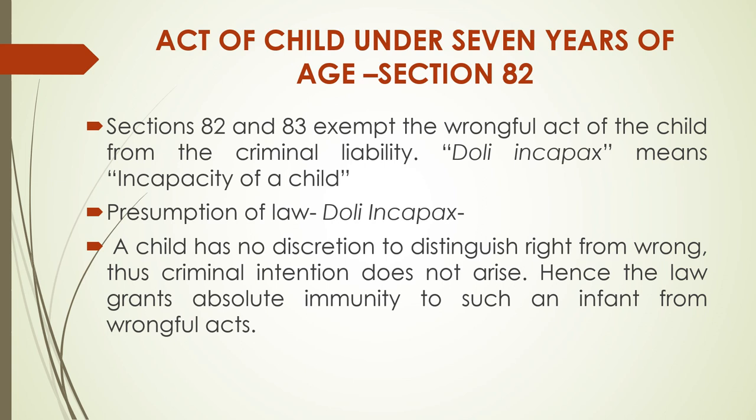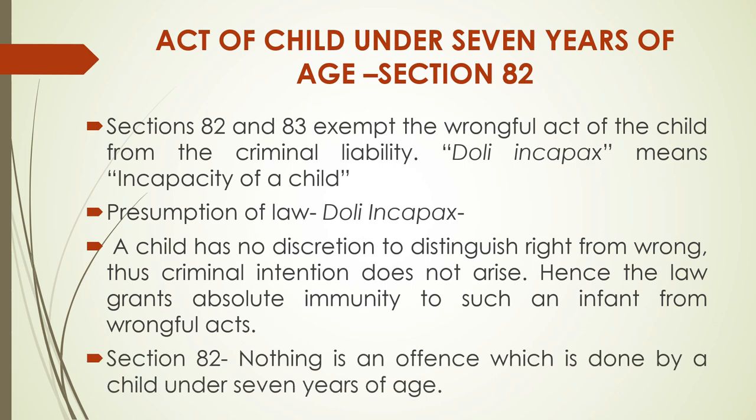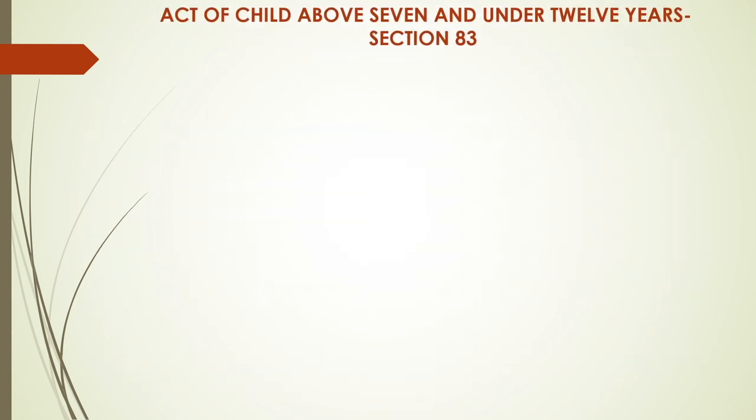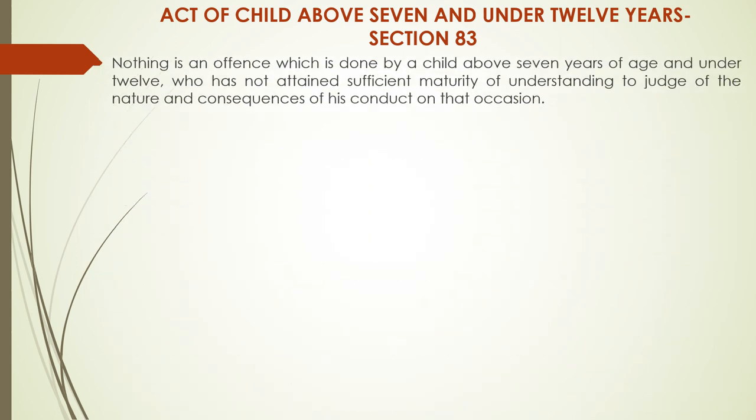What is Section 82? It says that nothing is an offence which is done by a child under 7 years of age. Section 83, act of a child above 7 and under 12 years, says that nothing is an offence which is done by a child above 7 years of age and under 12, who has not attained sufficient maturity of understanding to judge of the nature and consequence of his conduct on that occasion.